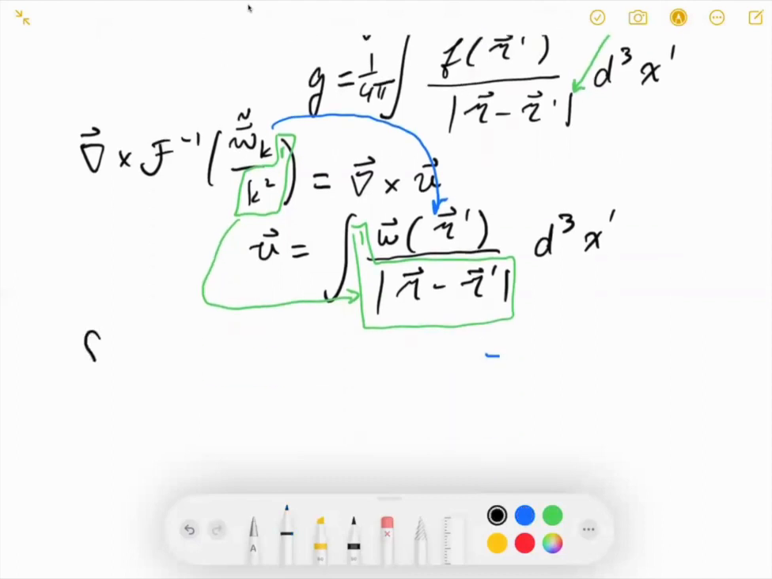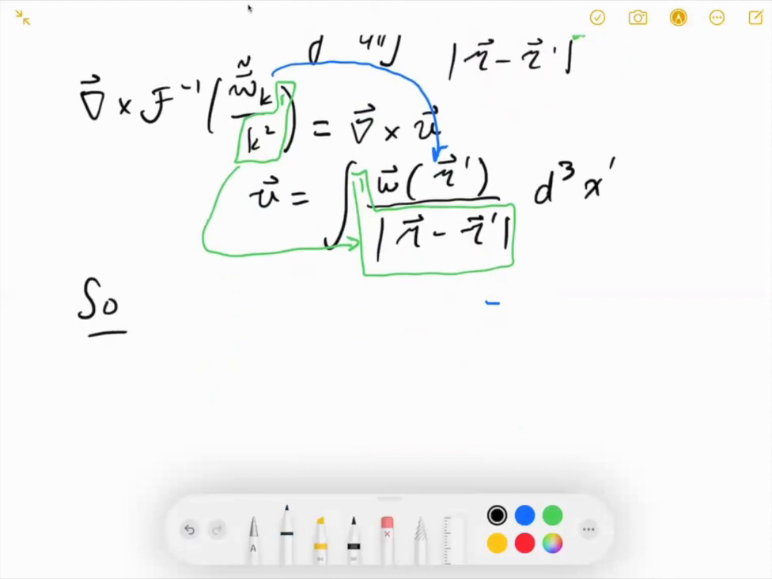So we now have V is minus the gradient of some field G, and the curl of some field U, where the G and the U expressions are given by those two convolution integrals. And I'm missing a 4 pi here. Let's see.